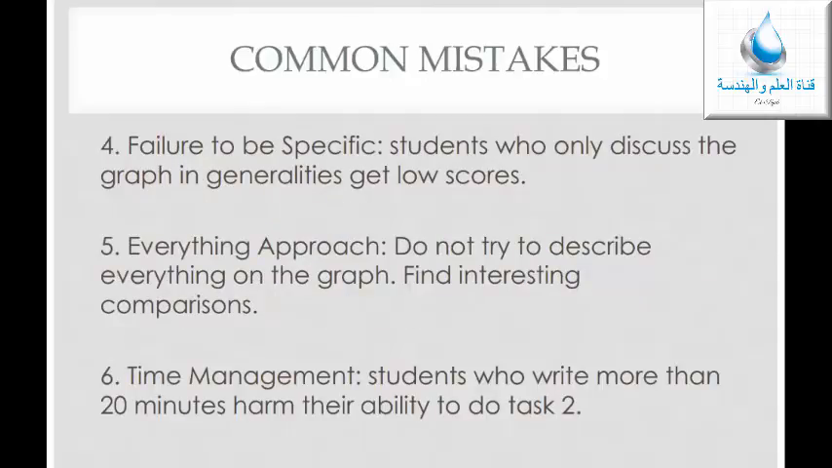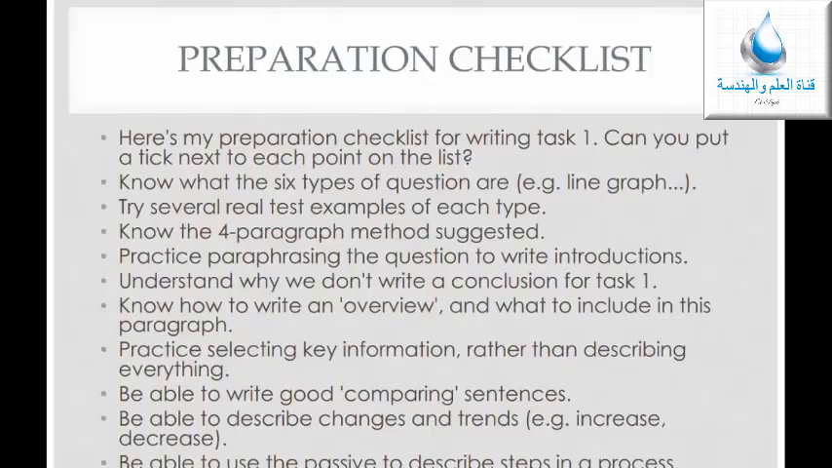Some other mistakes that students make are failure to be specific. They only talk about generalities. They try to describe everything, and also having bad time management. You have to have really good time management to be able to do well at task number 2, because you have to finish in 20 minutes. And if you use the method and strategy that I'm going to show you, you'll finish on time. All right, later on what you can do is go through this preparation checklist for task number 1. Right, this is very helpful in terms of learning how to do task number 1.